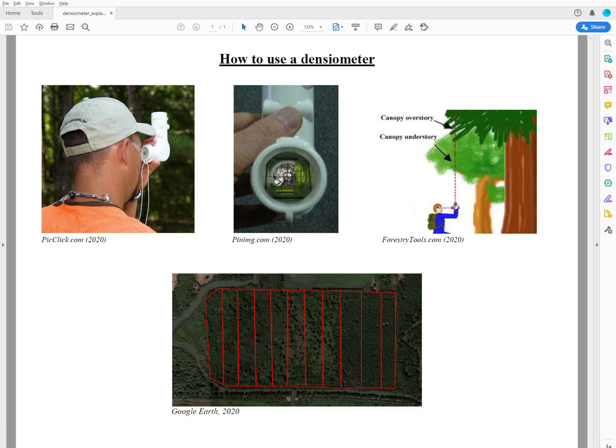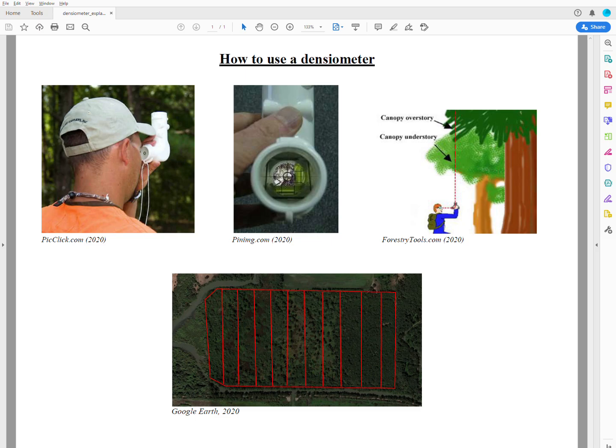If you type densitometer into Google, you're going to get some chemical device that measures the density of some substance. In this case, we're using a densiometer as a tool to measure the density of a canopy in your study boundary. So I introduced sampling in the last video, and in particular transect sampling.